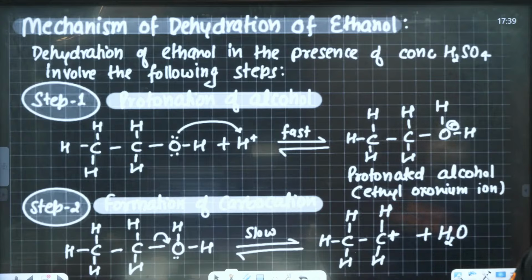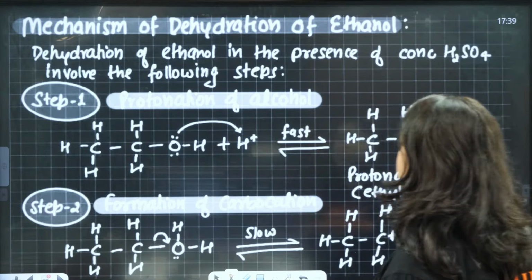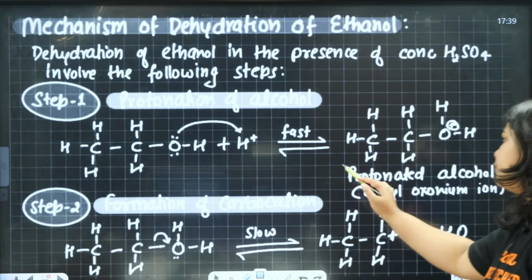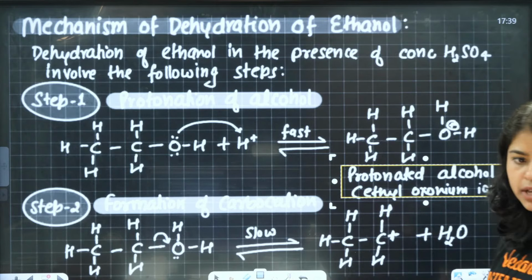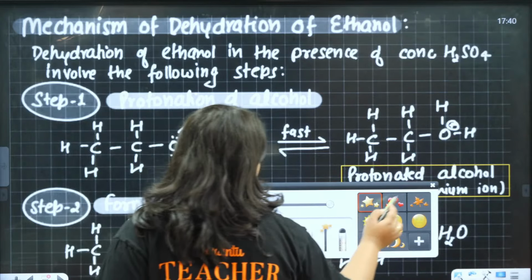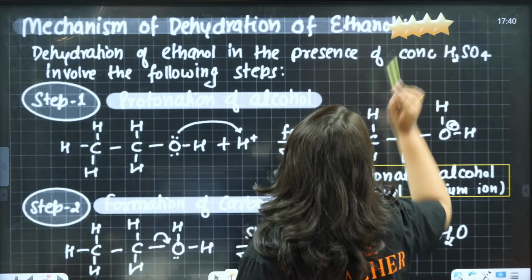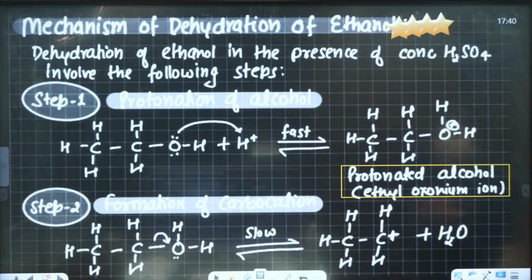Protonation of alcohol is going to be a very fast process. We will get the protonated alcohol. Protonated alcohol is formed here, that is also called an ethyl oxonium ion. This is also important, guys, this is very important. Clear? So the protonated alcohol is also called an ethyl oxonium ion.